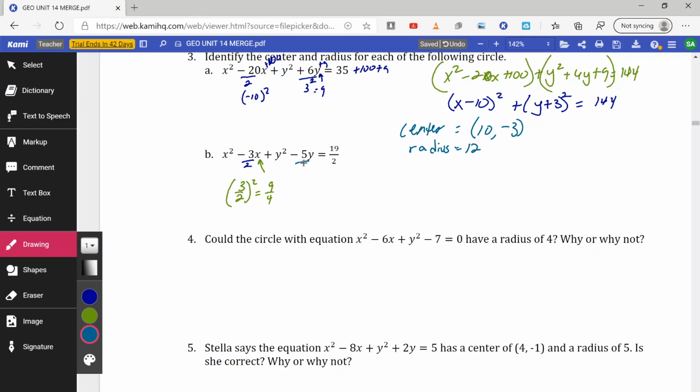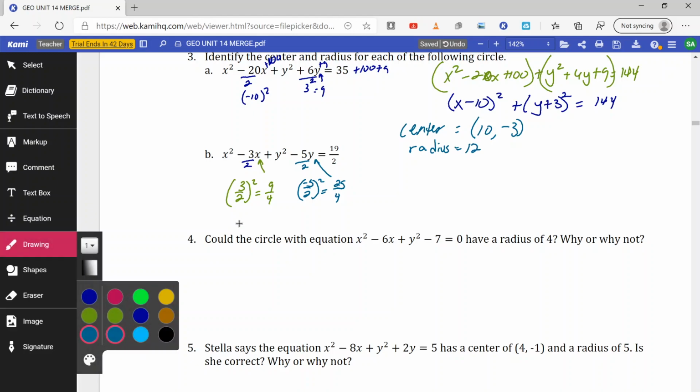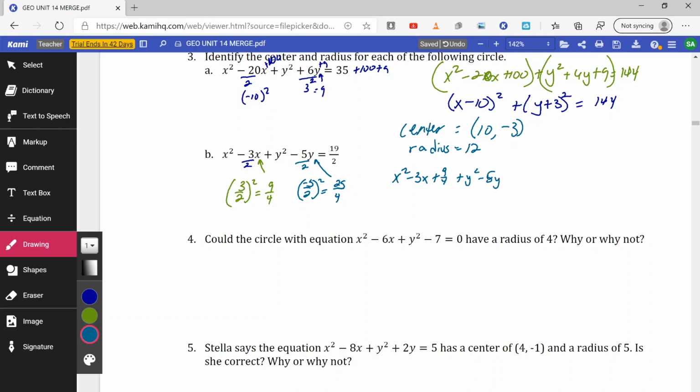And I'll do the same thing with my y's. I cut negative 5 in half, so I get negative 5 over 2. And I square it, so I get 25 over 4. And I add it to that side. And because I add 9/4 and 25/4 to one side, I have to add them to the other. So my equation is now x squared minus 3x plus 9 over 4 plus y squared minus 5y plus 25 over 4 gives me 19 over 2 plus 9 over 4 plus 25 over 4.